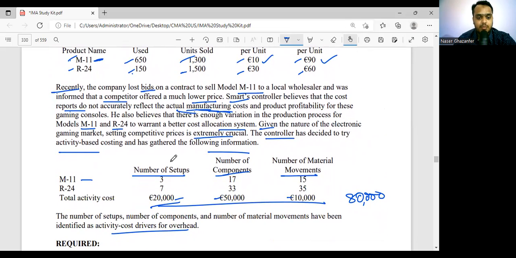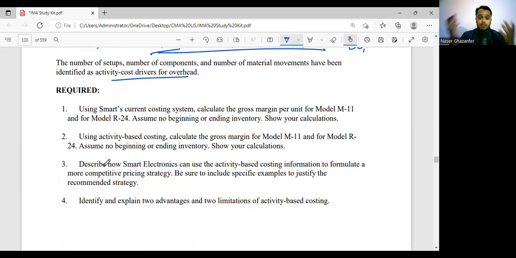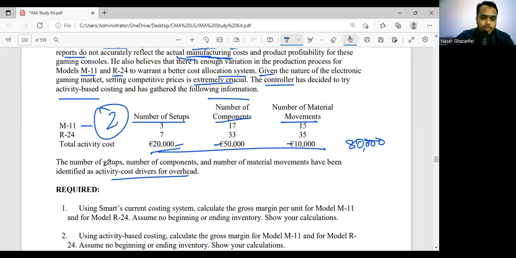Then this is the activity based costing data. So second, we have to do it for this. And third, we have to give a more competitive view on it, to add more competitive advantage. That is kind of easy for us, because we will explain what has happened in the question. And the fourth one is completely general.